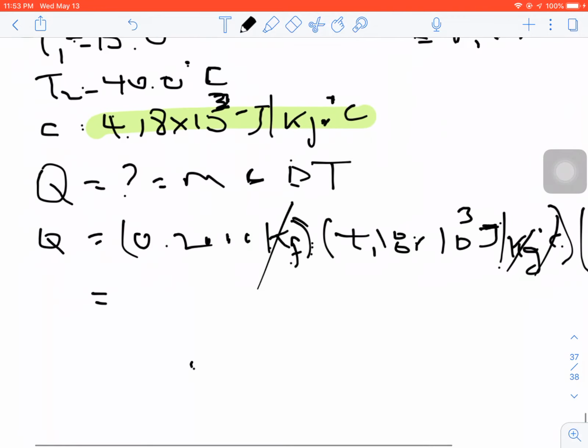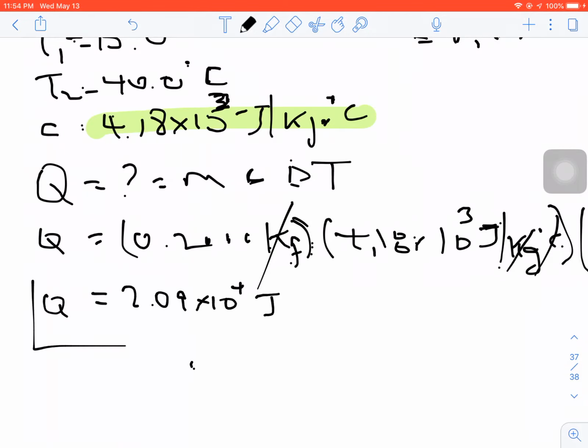Okay, so now if I go ahead and do my math, I've got 0.2 times 4180 times 25 degrees. I'm getting 2.09 times 10 to the power of 4 joules. Okay, that's the quantity of energy that I would need to add to that 200 milliliters of water. If it's 15 degrees and I want to warm it to 40, that's how much energy I need to add to the water.